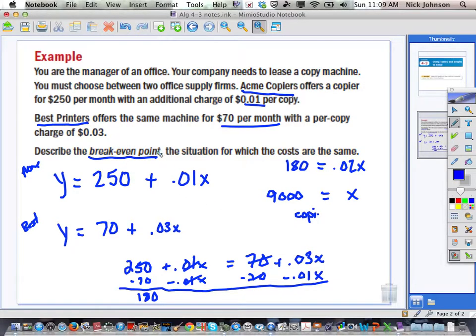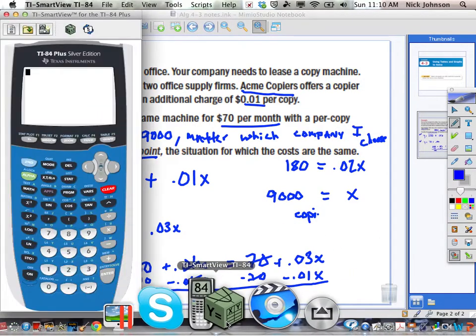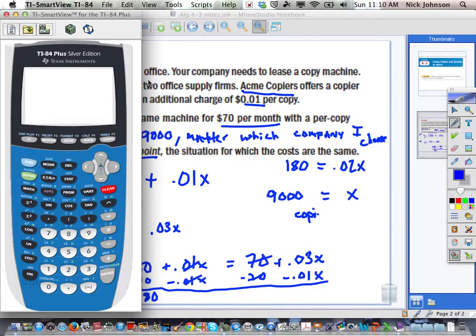This is our break-even point. So our break-even point is at 9,000 copies. That means if we were going to make 9,000 copies for our business, okay, that means it doesn't matter which company I choose. But what if I'm not going to make 9,000? Well, let's go to our calculator. Okay? So I'm going to type in those two equations.